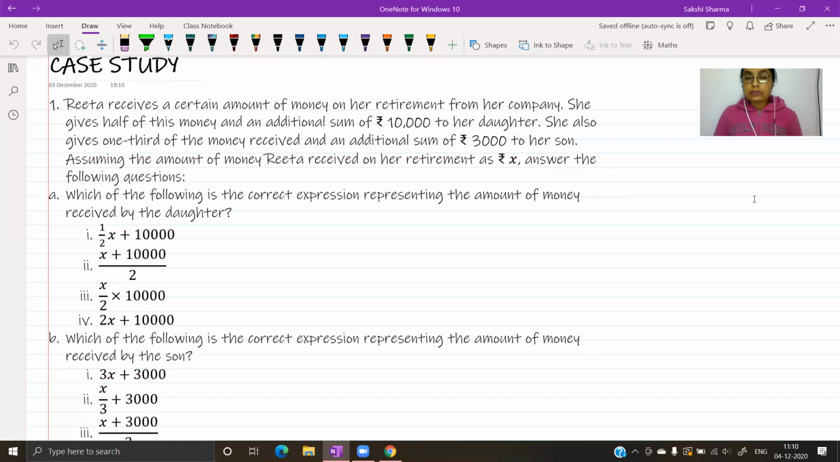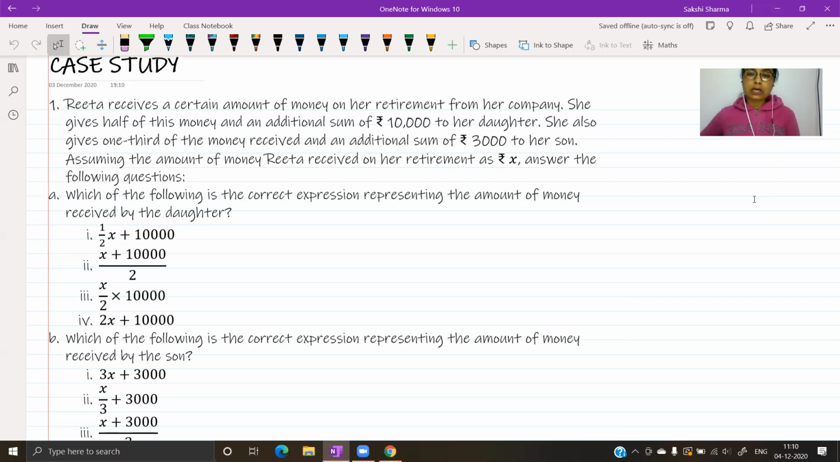So Rita receives a certain amount of money on her retirement from her company. She gives half of this money and an additional sum of 10,000 rupees to her daughter. She also gives 1/3 of the money received and an additional sum of 3,000 rupees to her son. Assuming the amount of money Rita received on her retirement as X rupees. उसको जो अमाउंट मिला है रिटायरमेंट पे, उसको अगर हम x rupees assume कर लें, तो आपको ये क्वेश्चंस का आंसर देना है, the ones which are given below.